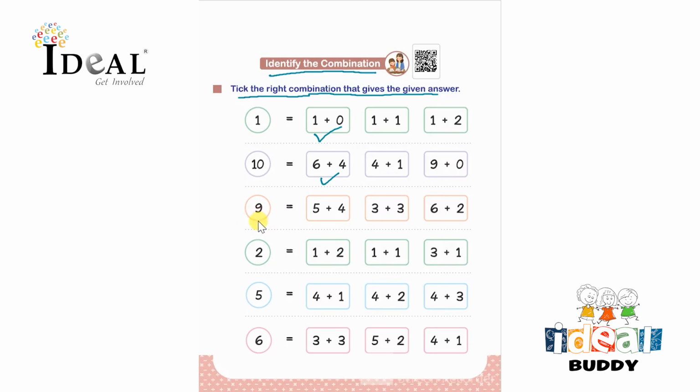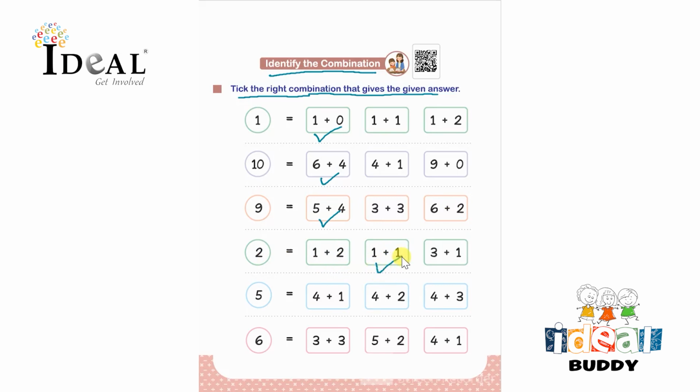After that it's 9. So 5 plus 4 makes 9. So here they will be putting a tick mark, as 3 plus 3 makes 6 and 6 plus 2 makes 8. That is the sum is 8. Next is 2. So 1 plus 2 is 3. So this is not the correct option.